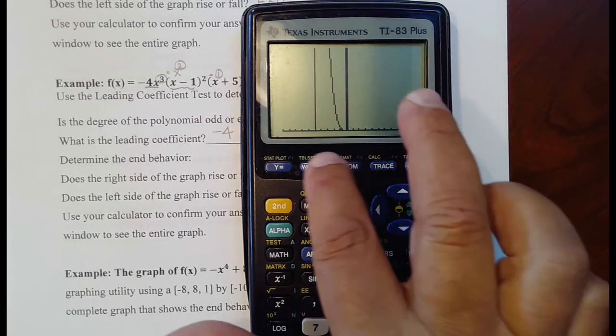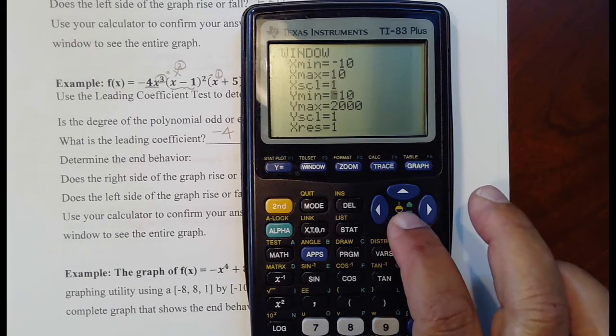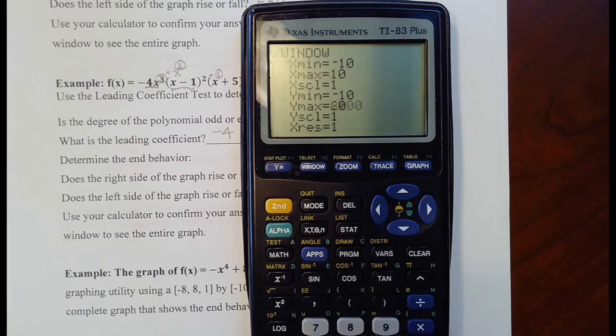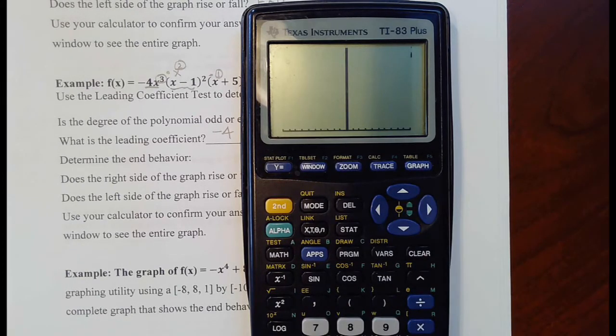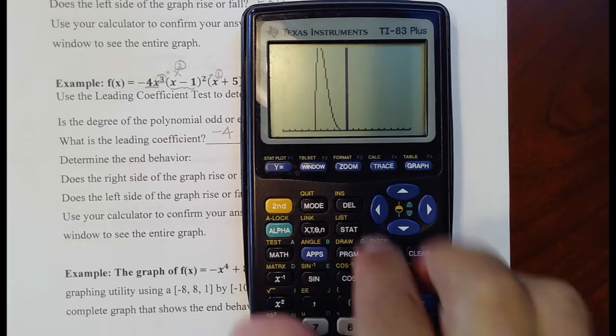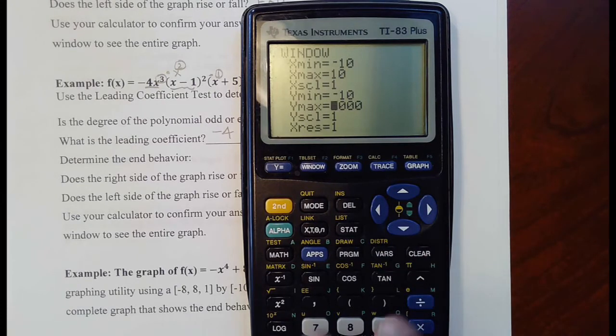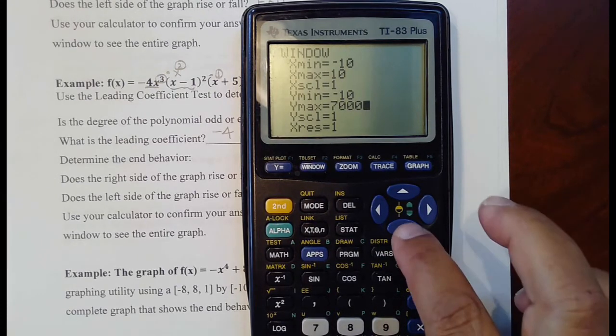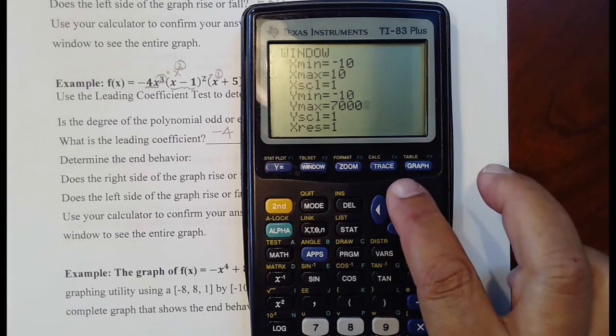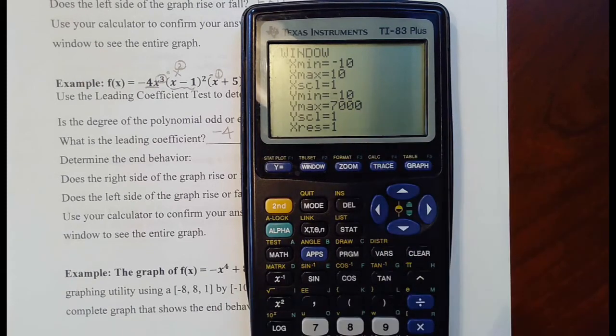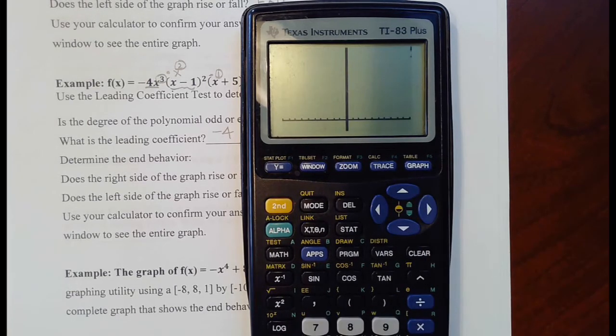So I'm going to give myself even more here. Maybe 7,000. And I'm going to give myself a little bit more y min. Since I've gotten into such big numbers with the y max, I'm going to try negative 1,000 here. See what that graph looks like. Okay, pretty good. Now if you want to see a little bit more action down here, you can give yourself more negative y values, which are also called y min, if you want to just see more of it.